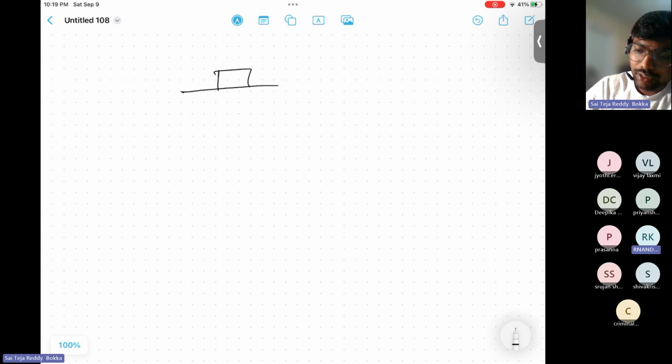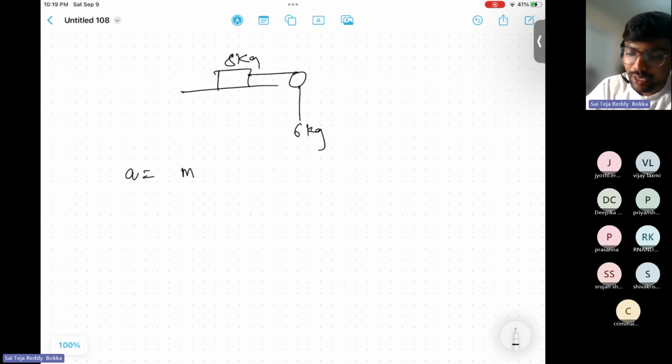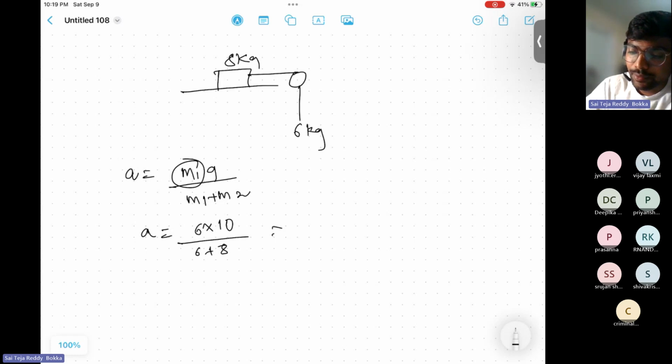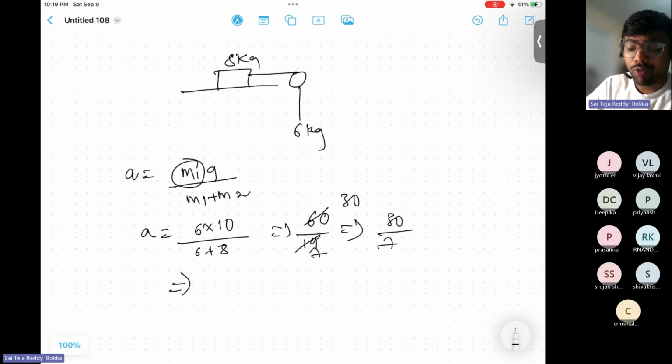So we are having 8 kg here, and it is attached to a pulley, and the other is 6 kg. What is your acceleration formula now? m1g by m1 plus m2. So here your m1 is 6, so 6 into 10 by 6 plus 8. That will be 60 by 14, which is equal to 30 by 7. Yes, 30 by 7.